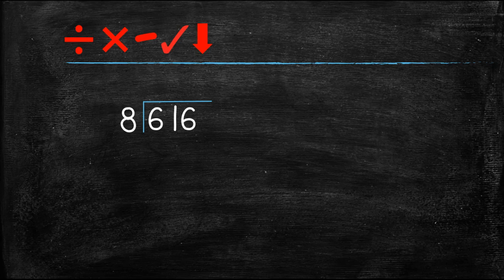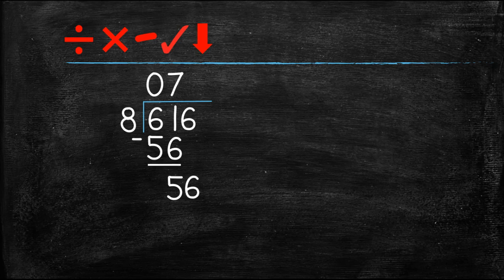We're going to start off with that 6 because it's our highest place value, and we know that 8 goes into 6 0 times. So now we're going to go over and we're going to look at the 61. 8 times 7 equals 56. So now we're going to subtract, and it's going to give us 5. Is 5 less than 8? It sure is, so that means it's time to bring down the 6.